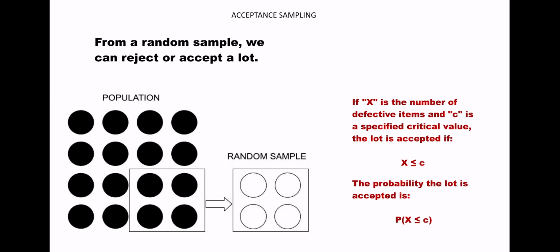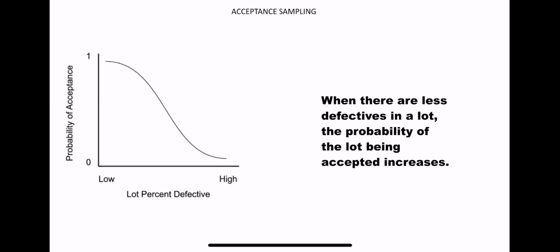When looking at a single random sample, if the number of defective items in a lot is less than a certain value already chosen for what is acceptable, then the lot can be accepted. The probability that the lot is accepted is the probability that the number of defective items is less than or equal to the acceptable value. So when there are fewer defectives in a lot, the probability of accepting the lot increases.